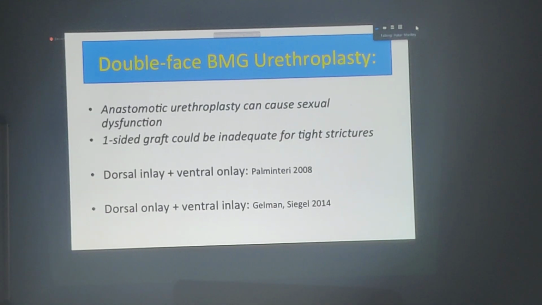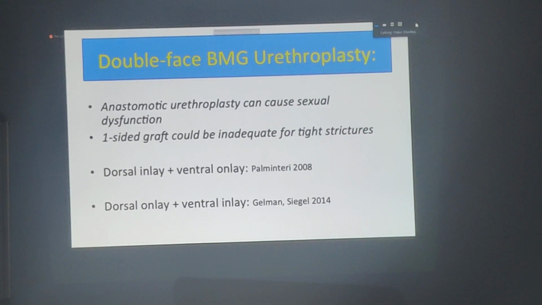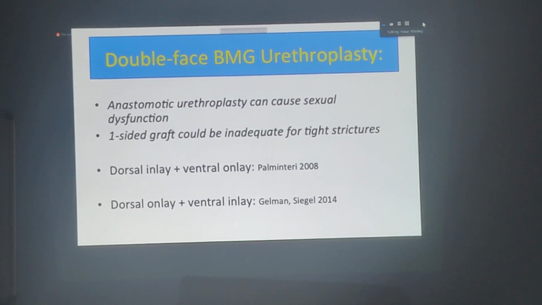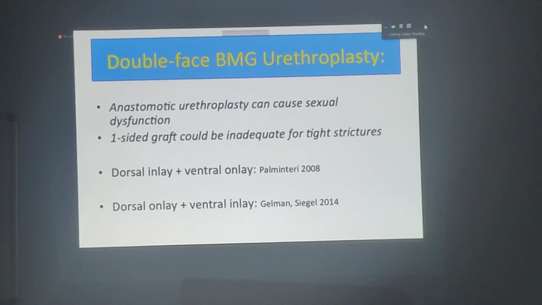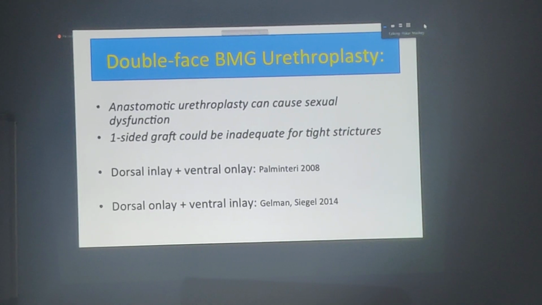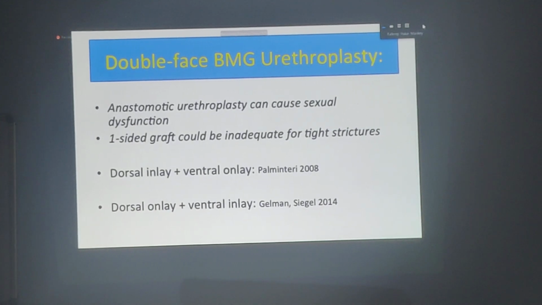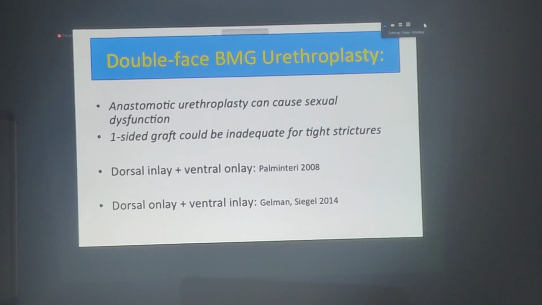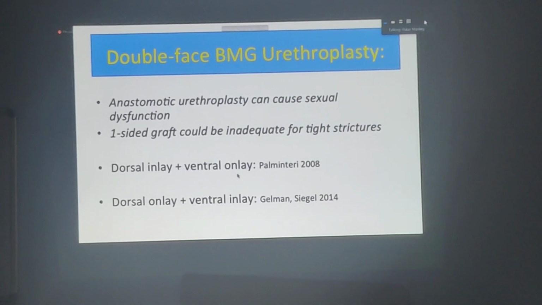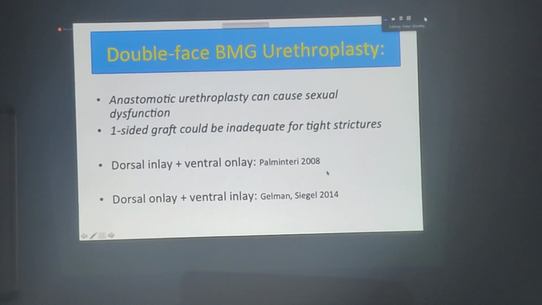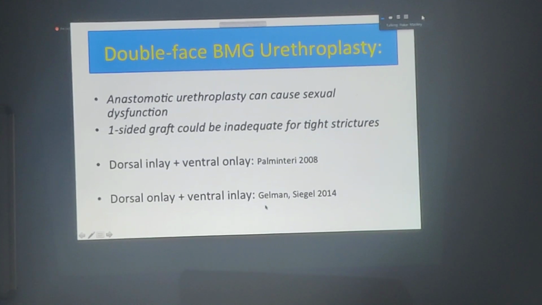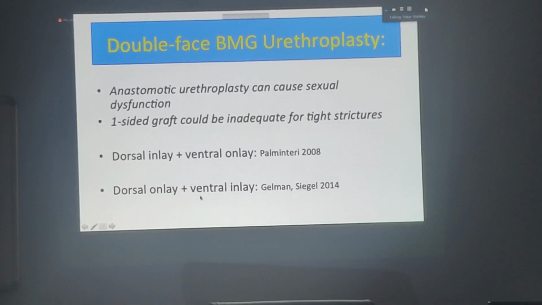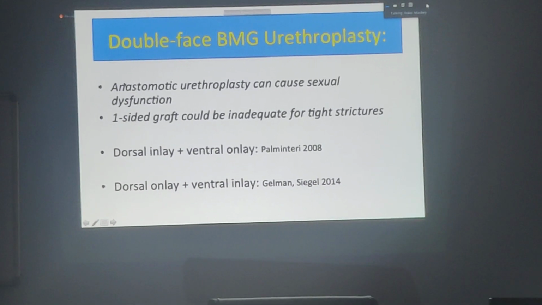So what about double phase BMG urethroplasty? Double phase BMG urethroplasty was first described by Palminteri in 2008 on two premises. These premises are that anastomotic urethroplasty can cause sexual dysfunction, whereas if you use a dorsal onlay or a ventral onlay, a one-sided graft, it can be inadequate for tight strictures. So he did a dorsal inlay plus a ventral onlay in 2008, whereas a similar kind of surgery was described by Zellman and Stiesel, who did a dorsal onlay and a ventral inlay.